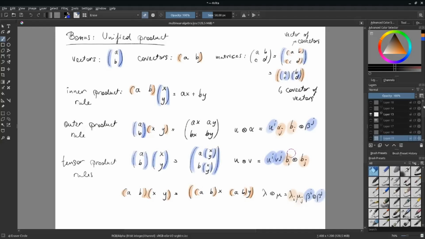Which leads me to the bonus. I left it as a bonus exercise when giving the reading to try to come up with a unified product that generalized the inner product, the outer product, and the tensor product. It had to be, first, well-defined, and second, associative.